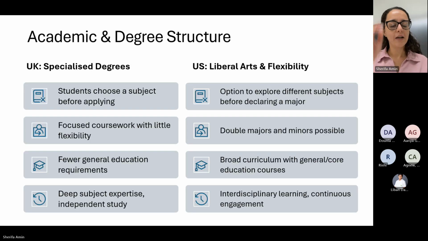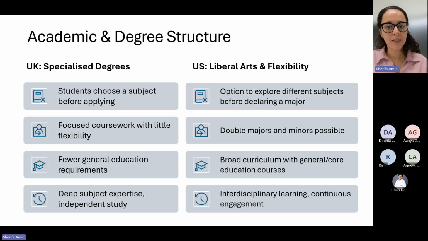So, starting with the academics. The biggest difference between the UK and the US systems is how the degrees are structured. In the UK, students commit to a specific subject from the start, while the US offers a more flexible approach. In the UK, students really need to know what they want to study because they apply directly for a specific degree, whether it's law, medicine, engineering, psychology, or whatever.